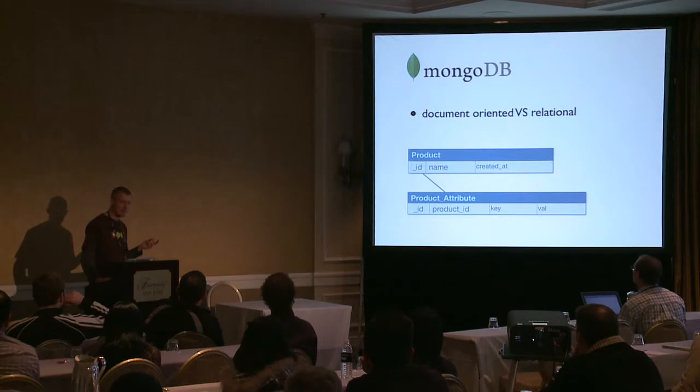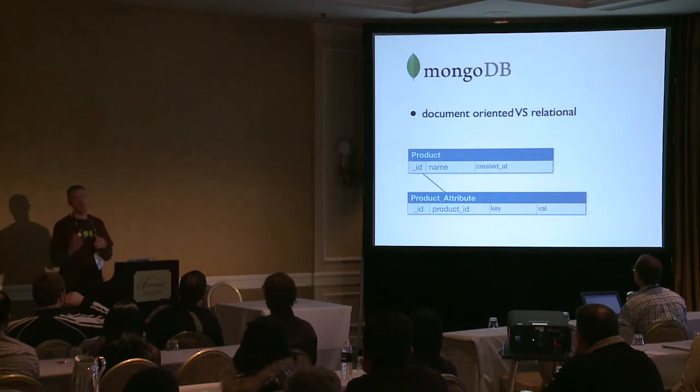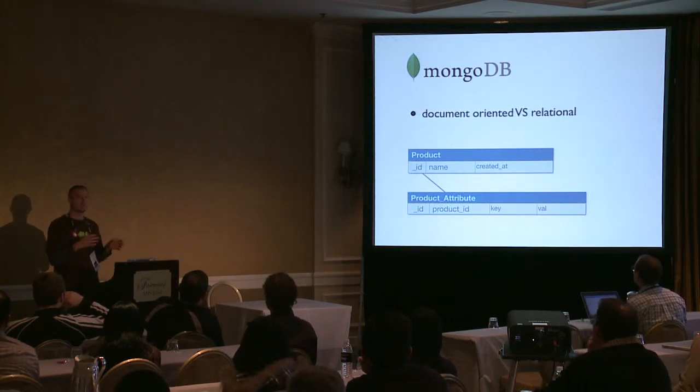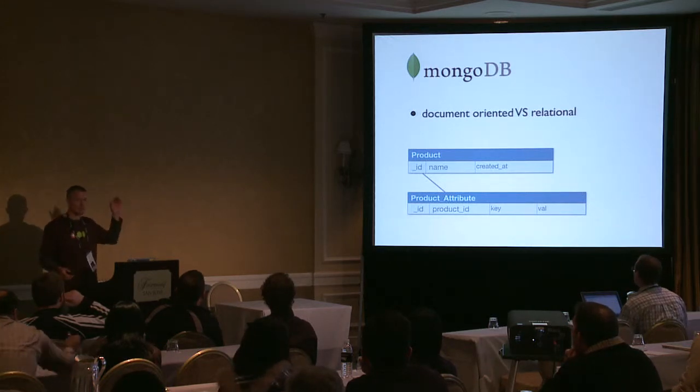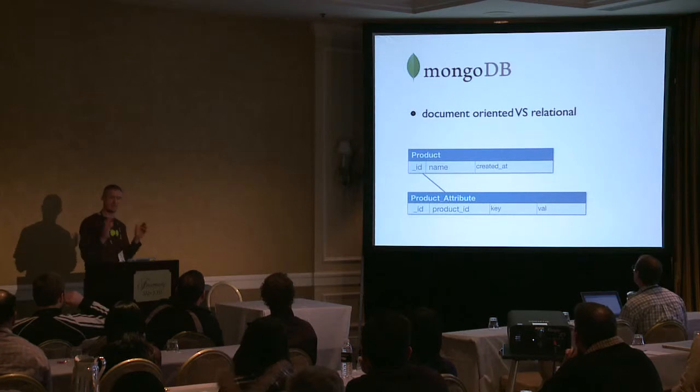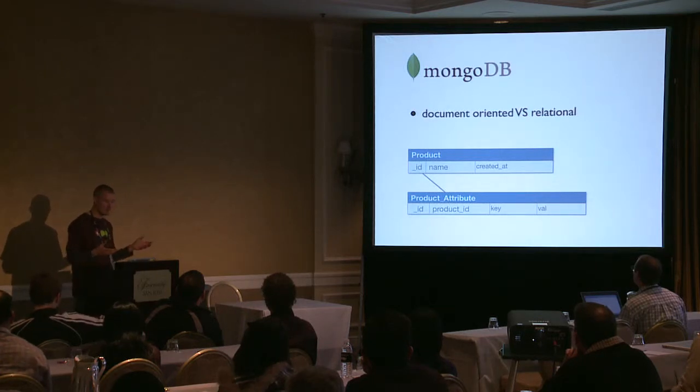The second one would be associating any amount of key value pairs to this product. And this is one way to do it. There's a lot of ways to do this. But traditionally, you have another table, and you join them together, and everything is wonderful.